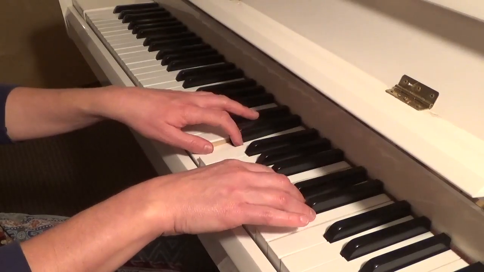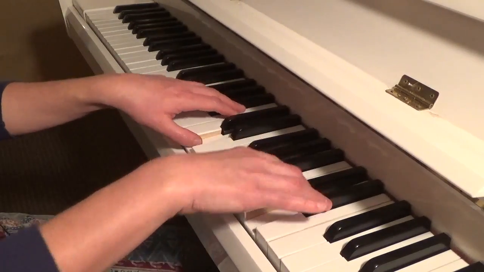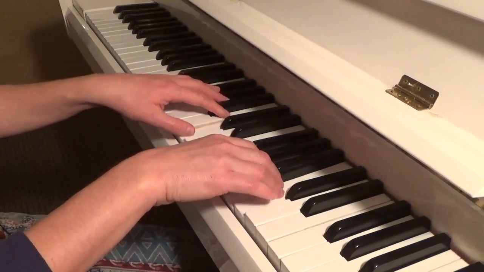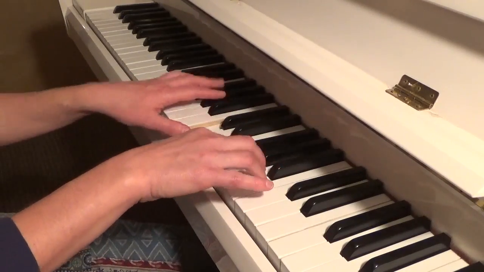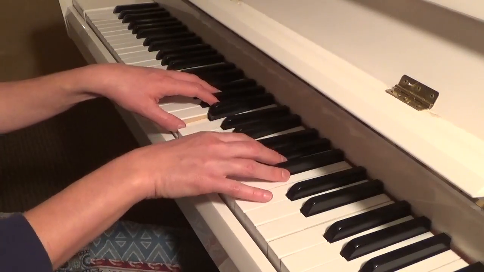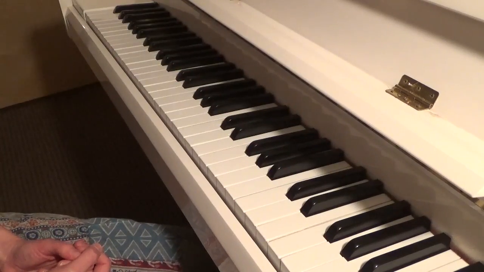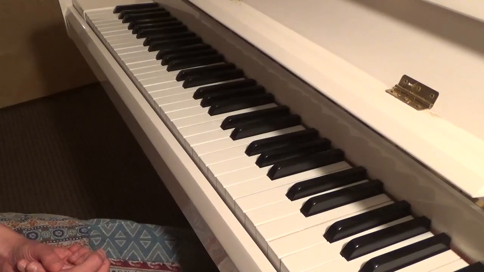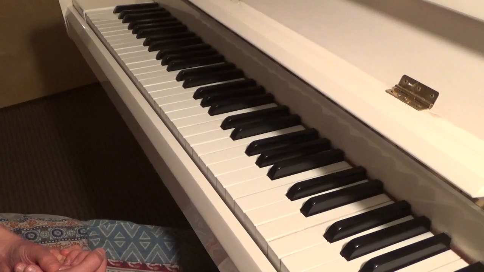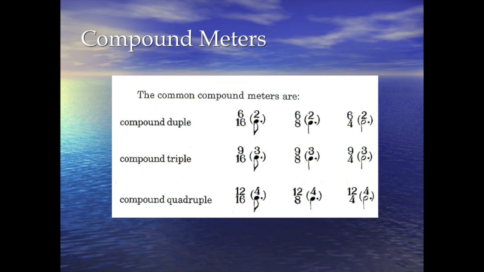1 and 2 and 1 and 2 and 6/4 time, 2 beats in a measure, dotted half note gets the beat, counted the same way. Now for compound triple, we could have 9/16 time, which would be 3 dotted eighth notes. Much more common would be 9/8 time, 3 dotted quarter notes.